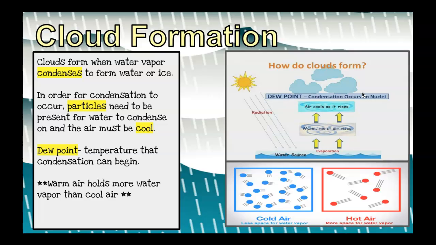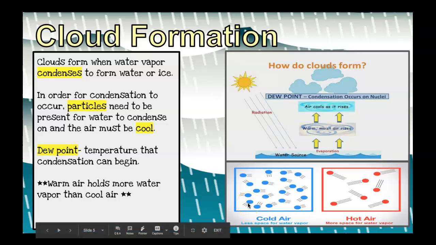So what happens with condensation is all the water vapor would find particles in the air to condense on, and as it was condensing, it would build higher and higher, and it would form clouds. So that is how clouds are formed. And if you look in this picture, it shows you that it starts with evaporation. That warm, moist air then cools down. It reaches that specific temperature where condensation can occur, which is called dew point, and then your clouds are formed.